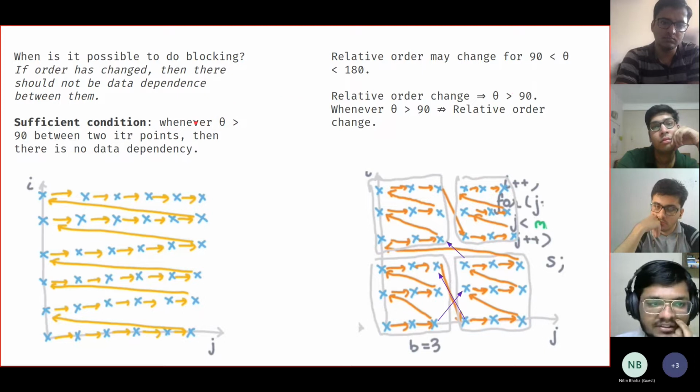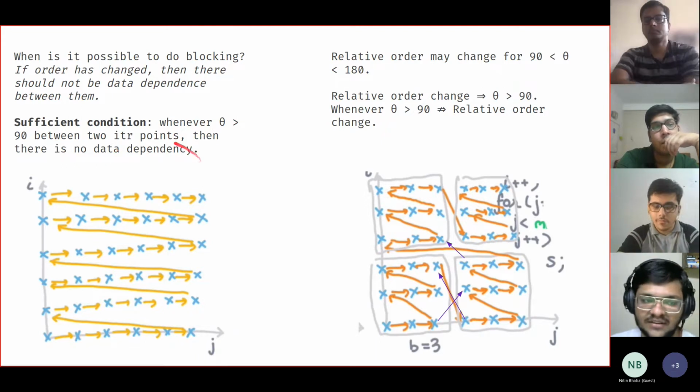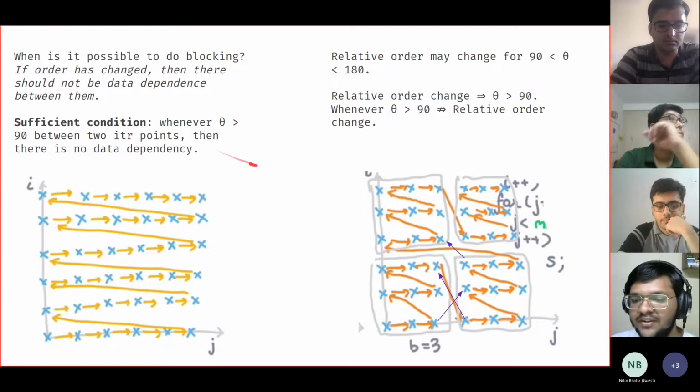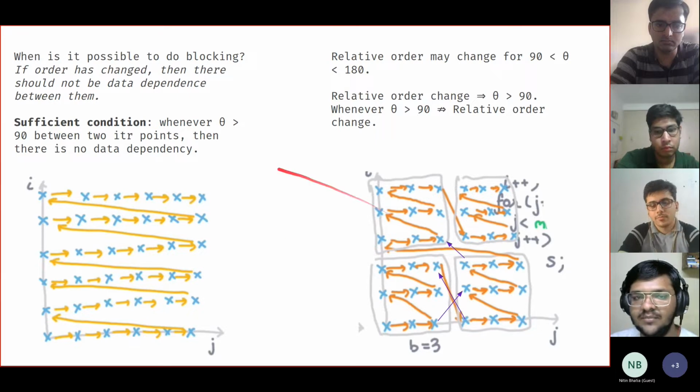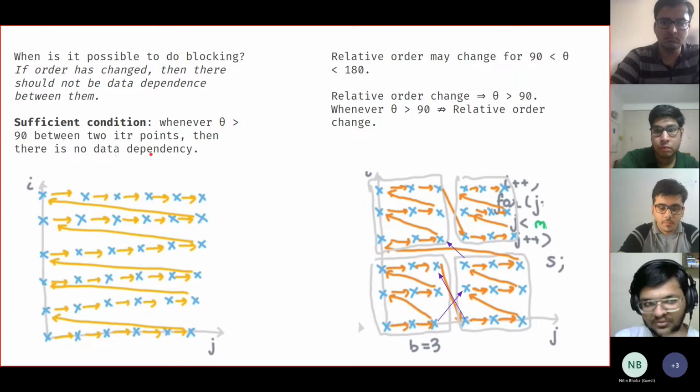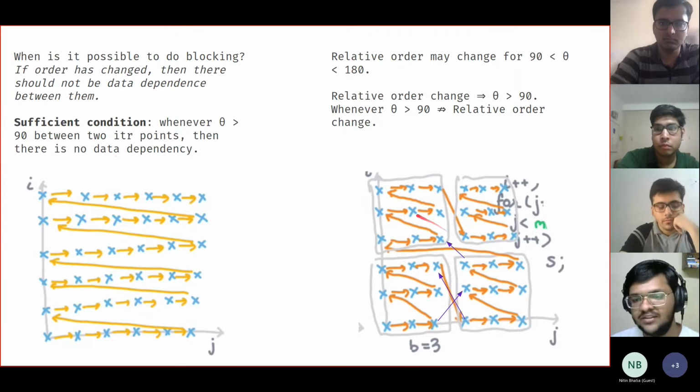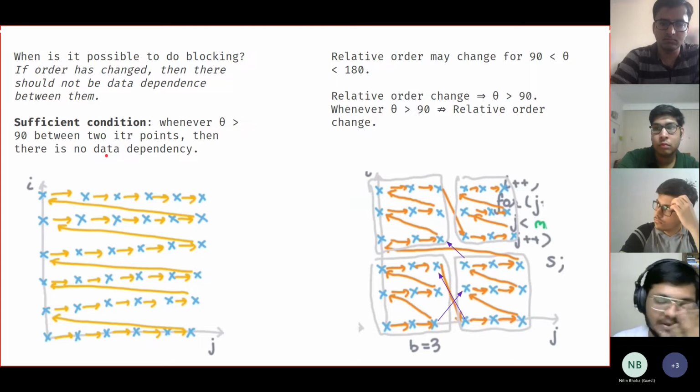This gives us our sufficient condition for doing the blocking: whenever theta is greater than 90, we want there to be no data dependency here. We are not going to take any risk, because the relative order can change for theta greater than 90. So to do the blocking, whenever two sets of points make an angle greater than 90, we don't want any dependency between them.